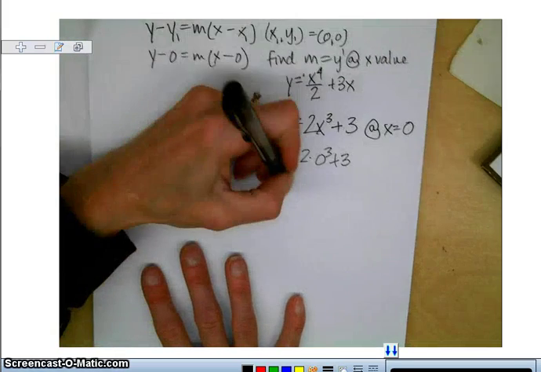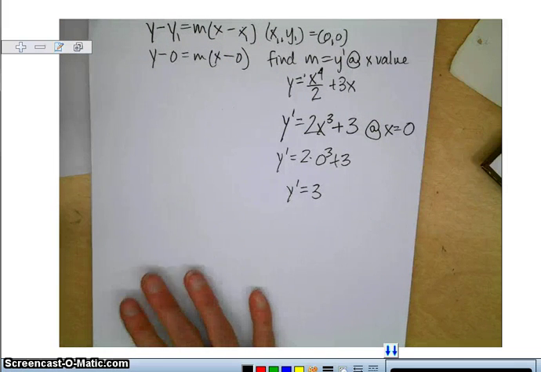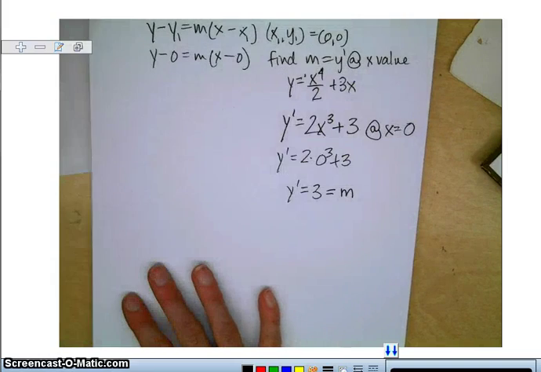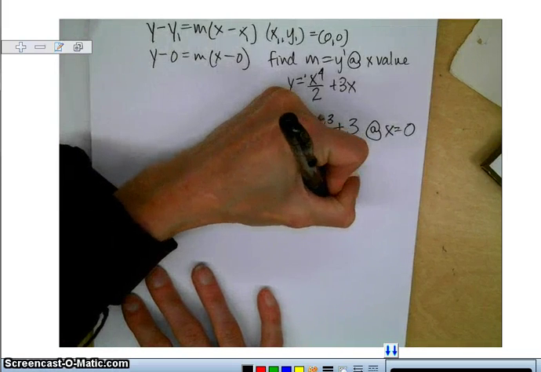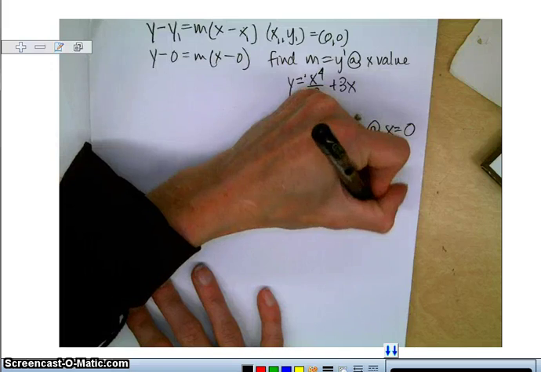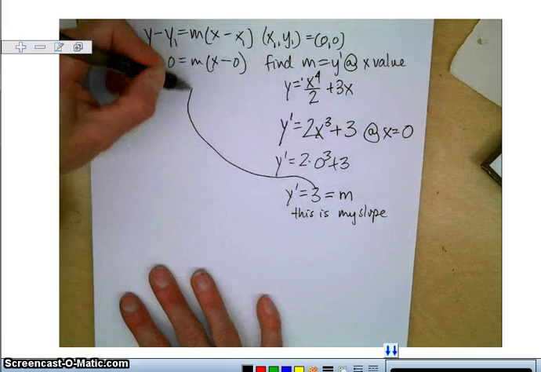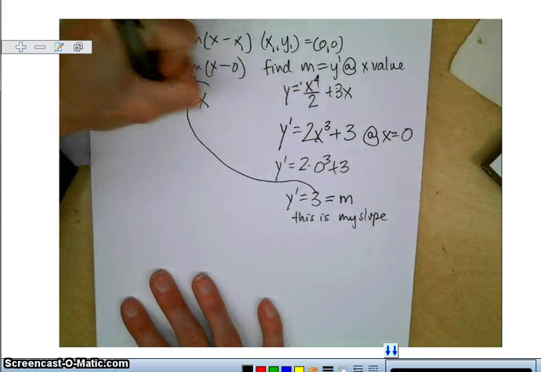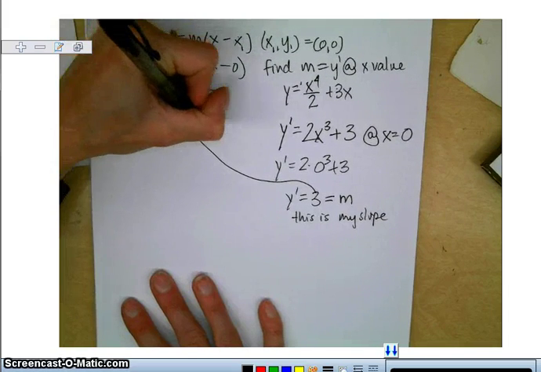3. What's the derivative at 0? It's 3. So derivative is the same as what? Slope. So the derivative at the point is my slope. This is my slope. So now I go up here and I put 3 in for m, and so I have y equals 3x is my equation of my tangent line.